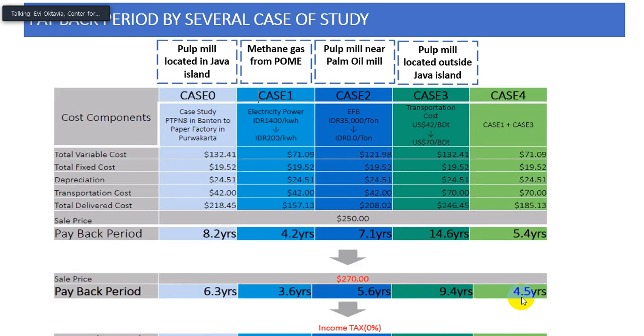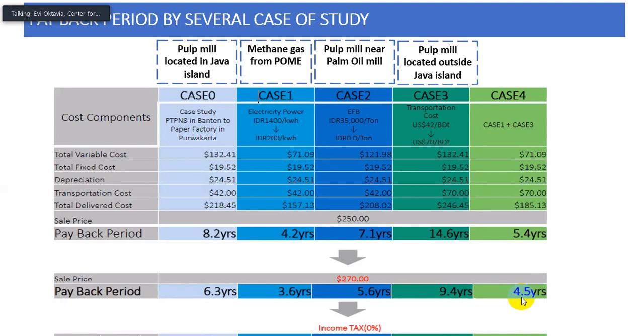Actually, a pulp mill is usually located outside Java Island. But because we're considering that the pulp mill should be very close to the palm oil mill, there is only one small palm oil plantation, in West Java, which I mentioned is near Wakata City. As we can see, the payback period is not good. So we're considering another case.